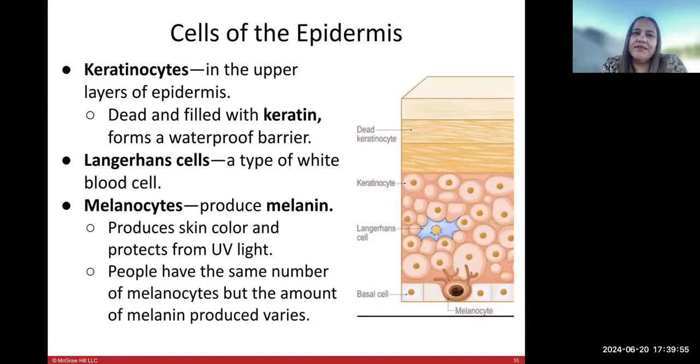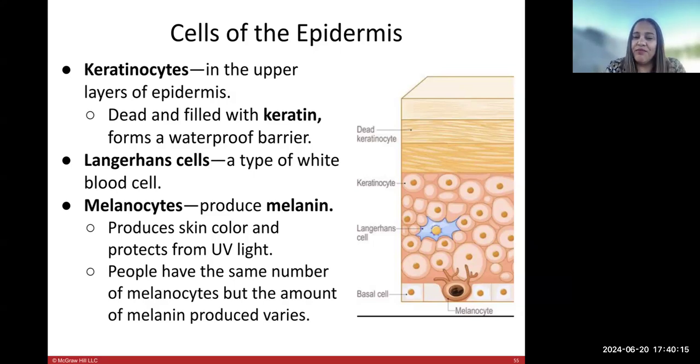Cells found in the epidermis. Keratinocytes in the upper layers of the epidermis are dead, but they are filled with keratin, which forms a waterproof barrier. Langerhans cells are a type of white blood cell. Melanocytes produce melanin. This is what produces our skin color. It also protects us from UV light.